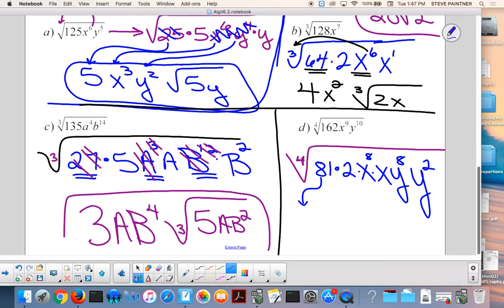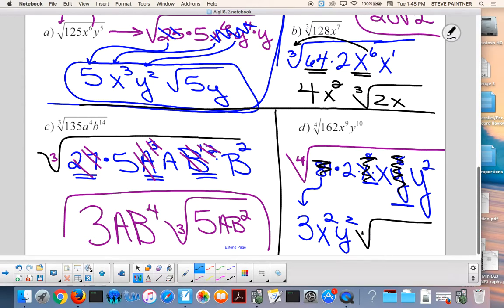4th root of 81. 9. You did the square root. Oh, shoot. It's 3, isn't it? 3 times 3 times 3 times 3. Okay, 4th root of this one, x squared. This one, y squared. Okay, done. Now I gotta just kind of understand the rest of it: the fourth root of, times the fourth root of 2xy squared. Good?